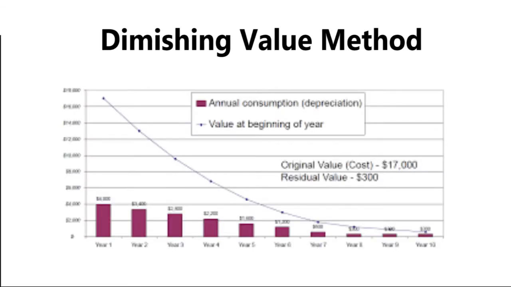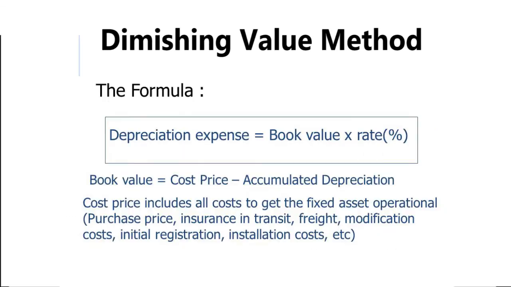The second method is diminishing value method, where the book value is multiplied by the rate. Here, a common mistake students make is they take the cost of the asset multiplied by the rate. So it is important that we stress that cost minus the accumulated depreciation, then you find the book value.